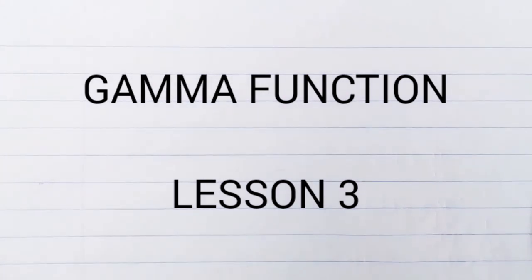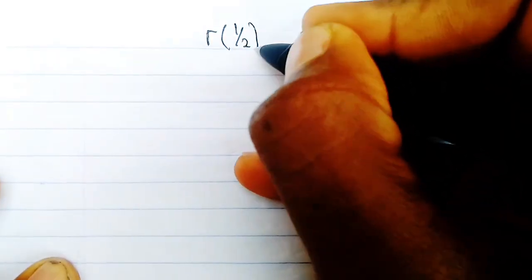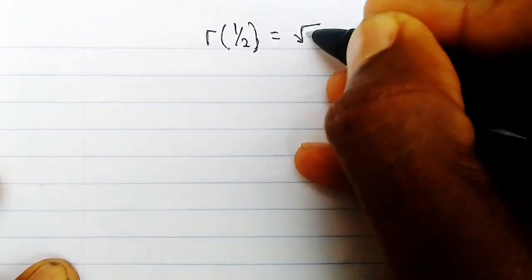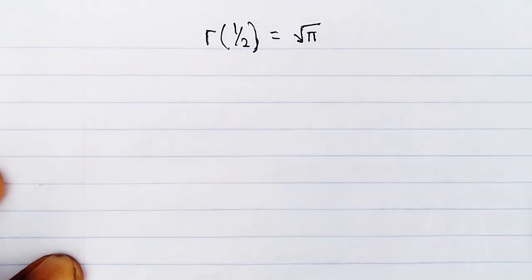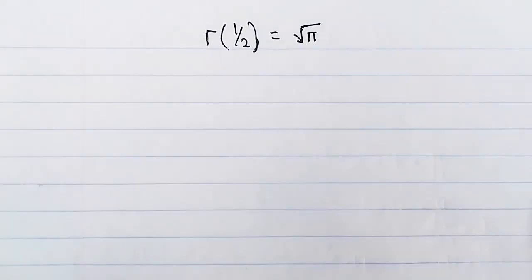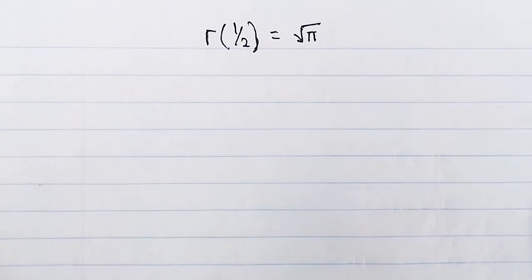Now, what is that constant we are going to be evaluating today? We are going to be evaluating the proof of gamma 1 over 2 is equal to square root of pi. So this is the basis of our concern before we enter the gamma functions of fractions and negative values.